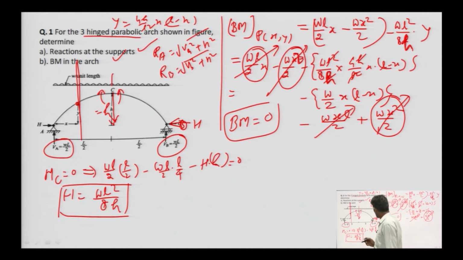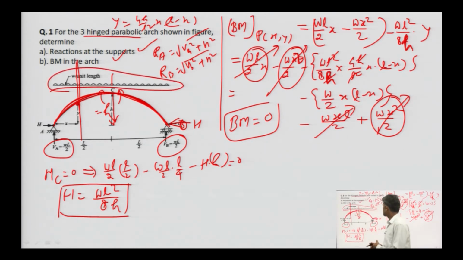It means that in case of a parabolic arch, the bending moment at every section is 0 if that arch is loaded with UDL. Okay. If the entire span is carrying UDL, then no point will be subjected to any bending moment.